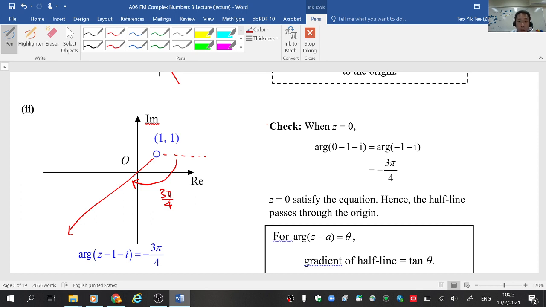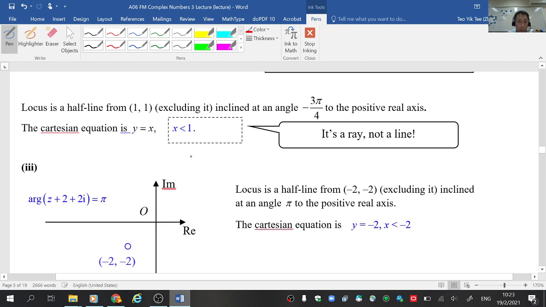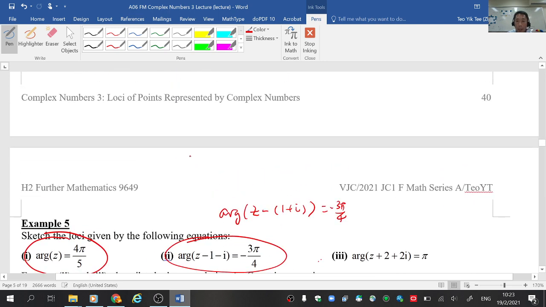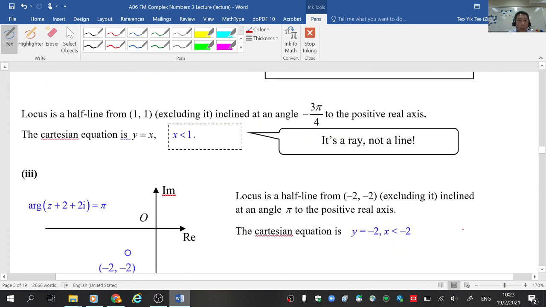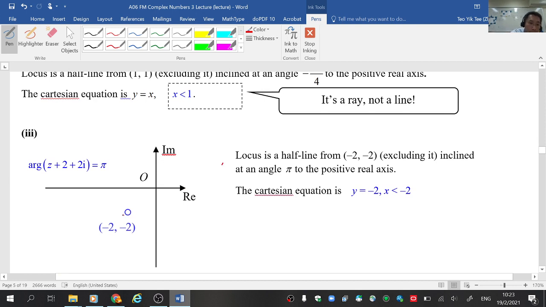Take note, it passes through the origin. So what you must draw again: open circle, label (1, 1), 3 pi over 4 with a dotted line, telling me that is the locus. So the last one, readjusting it: argument of z minus (negative 2 minus 2i) must be equal to pi. So the starting point of this locus will be (minus 2, minus 2), making an angle of pi. So it's actually a horizontal line coming through this way. The angle that we measure is actually just pi. This is where my locus is.